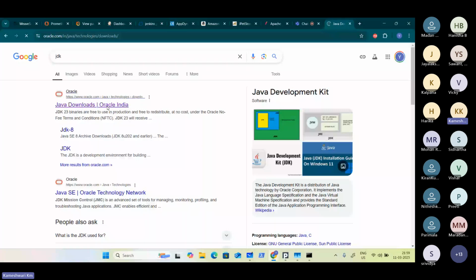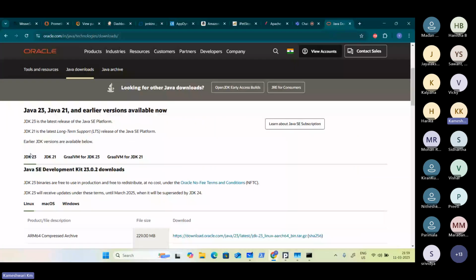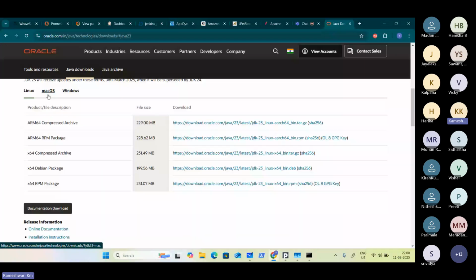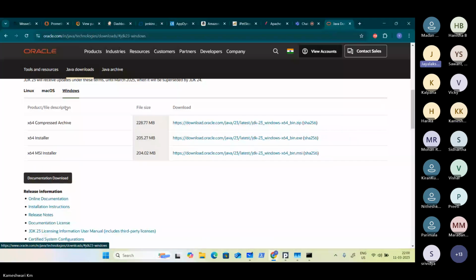Now here you will see Java JDK 21 and all those. So JDK 23 you can download. Just click on JDK 23 here and scroll down. Now Linux, Mac, Windows, you will see. If it's Mac, go to Mac. If Windows, just go to the x64 installer and click on this link. It will download that for you. It's around 200 MB. Okay, it will get downloaded.